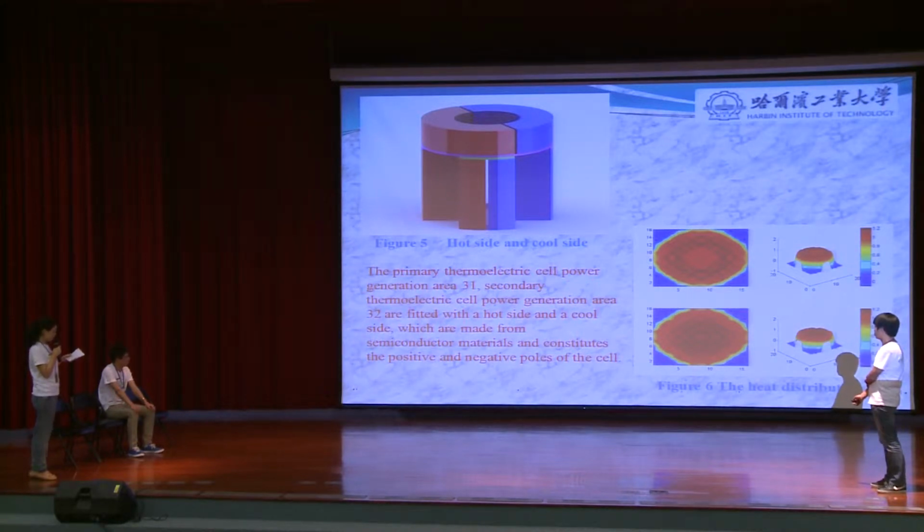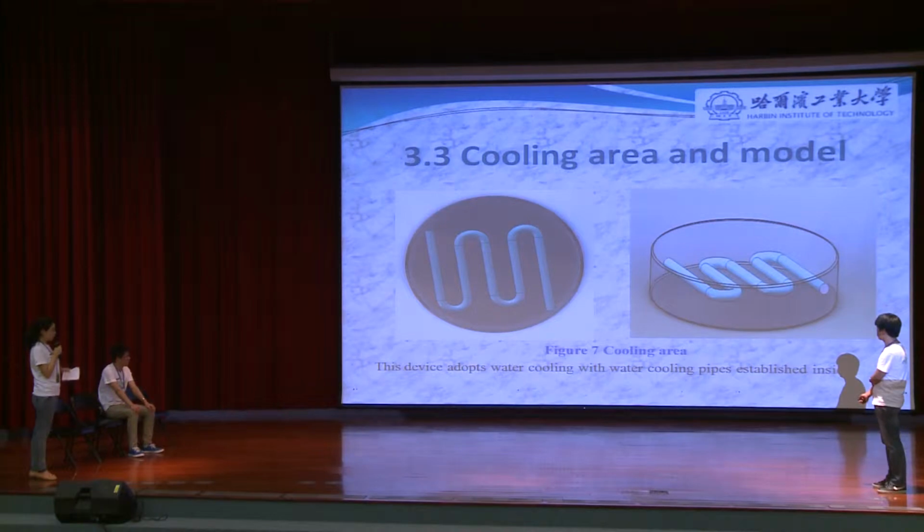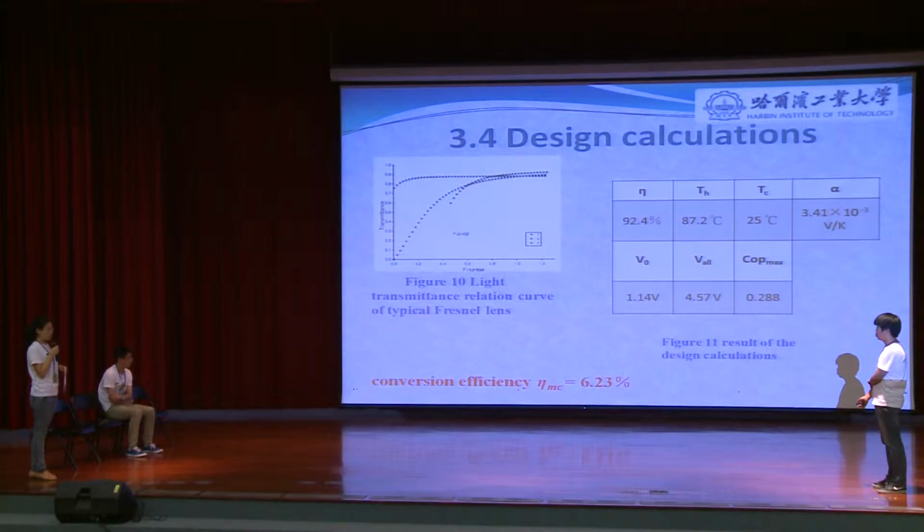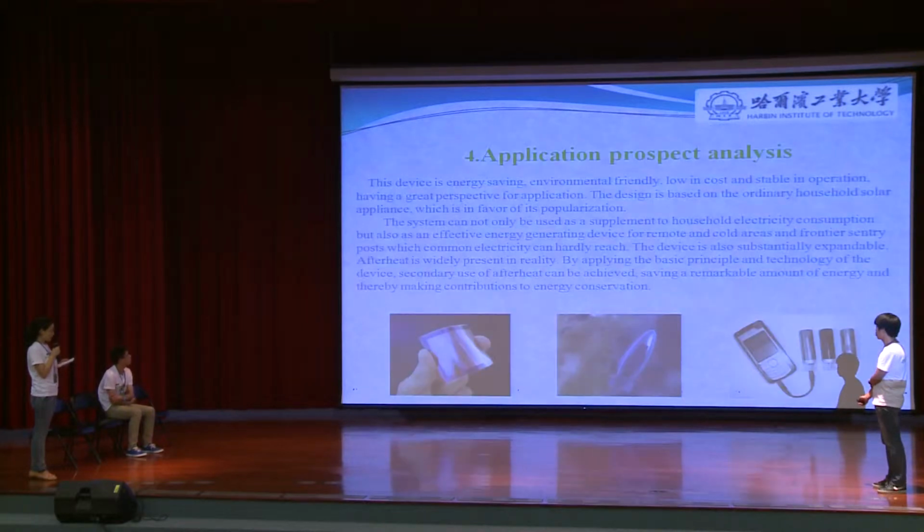Figure 6 is the heat distribution when the device is working, and figure 7 is the cooling area. It's a water cooling system. Finally, through calculation, we found that the conversion efficiency is 6.23%, which is much higher than most of the flat plate ones. At last, the application prospect.